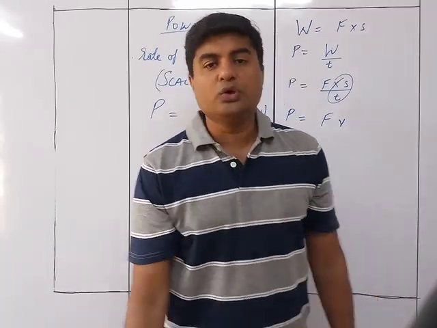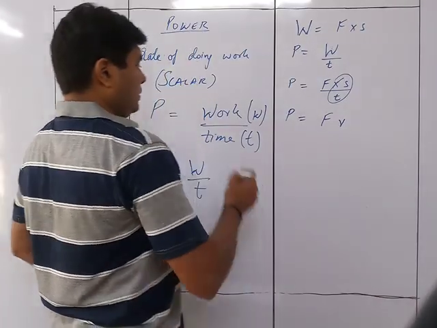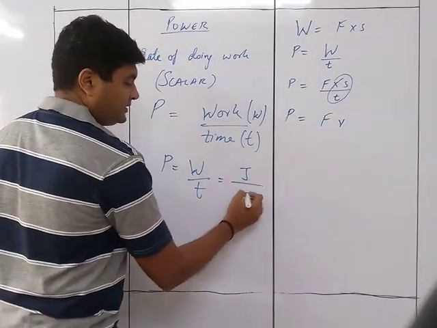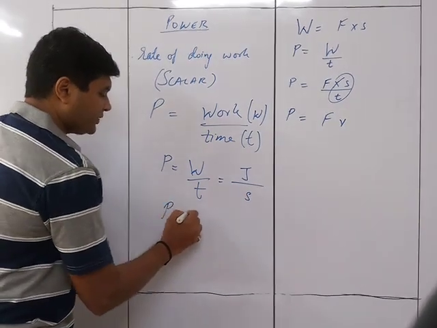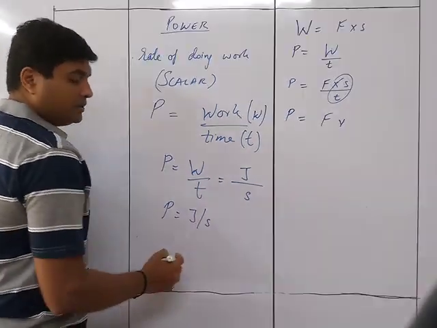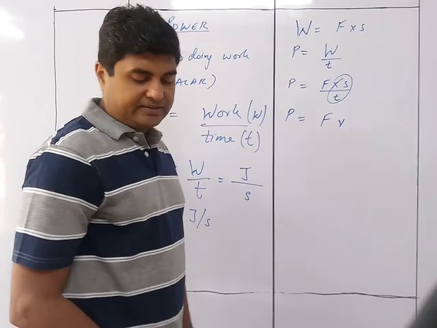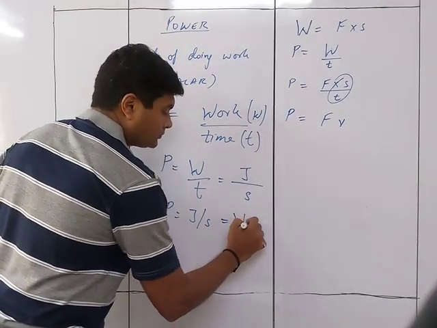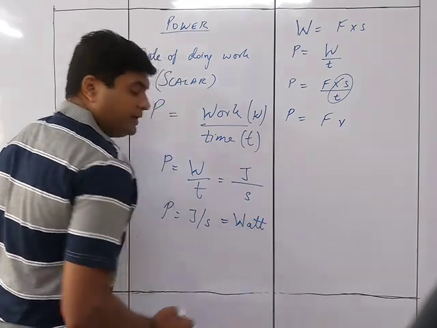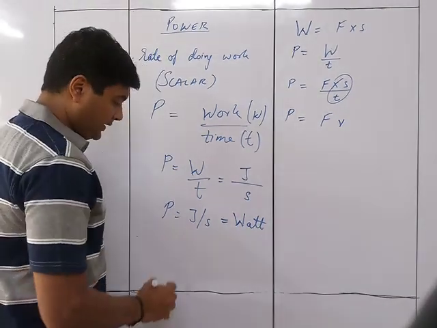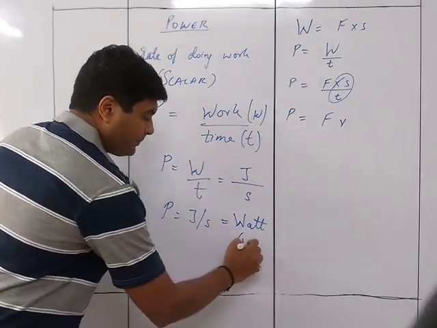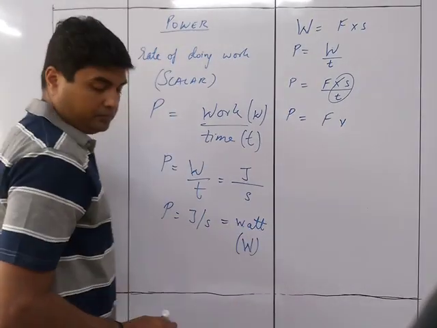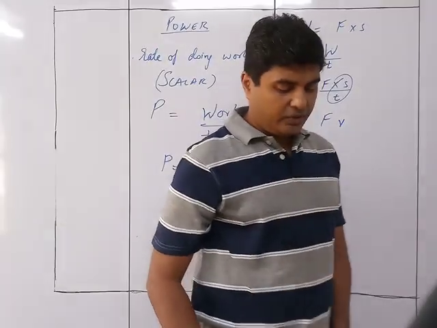Now we come to the units of power. We know work is in joule, and time is in second. So power is equal to joule per second. The joule per second over here is given a new name, watt, W-A-T-T, in the name of James Watt. So this is nothing but capital W, so I need to put it in small. So watt is the unit.